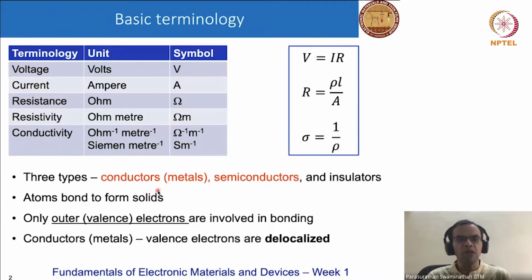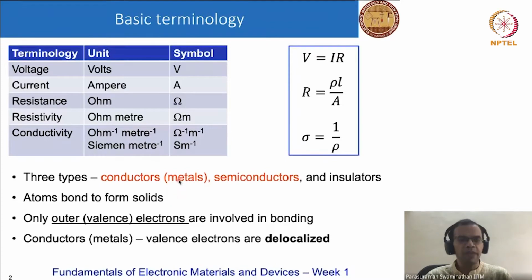One is, of course, conductors or metals. Then we have semiconductors, and finally insulators. In this course, we are mostly concerned with semiconductors, and we'll also look at interaction of semiconductors with metals.